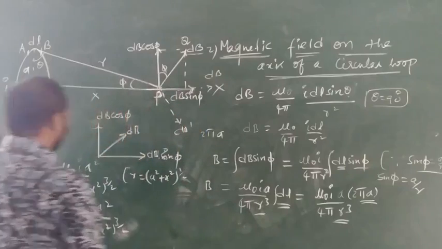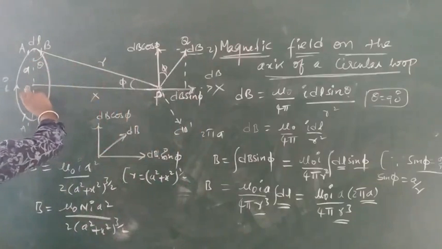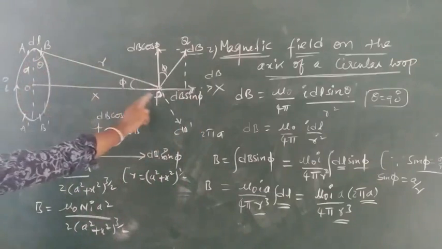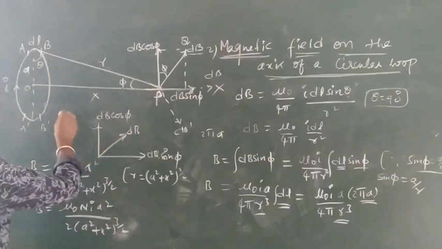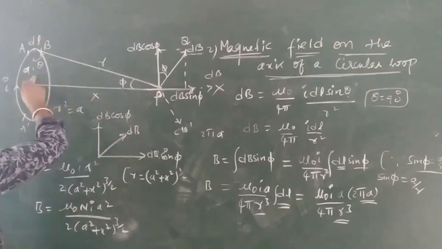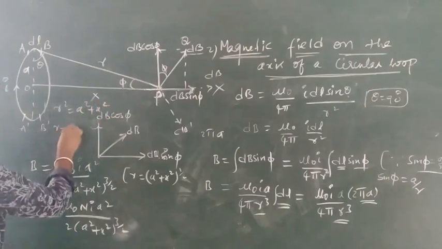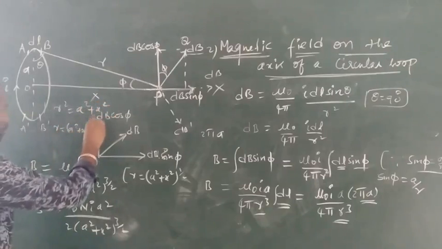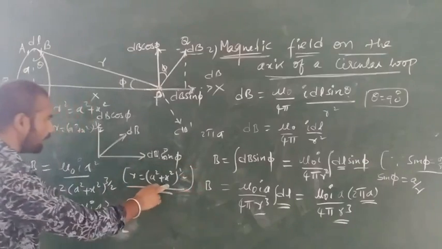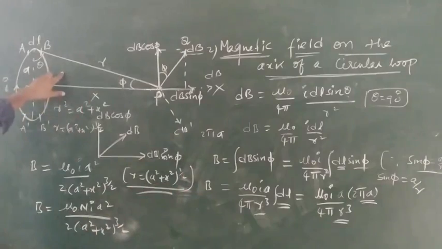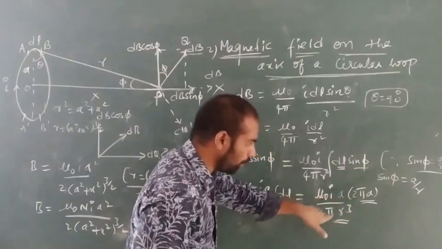Now R cube. Here we know from the diagram, from the right angle triangle OAB or OAP, R square is equal to A square plus X square, opposite square plus adjacent square. From this, R is equal to A square plus X square whole power 1 by 2. Now substitute that R value, and 2 pi gets cancelled, only 2.